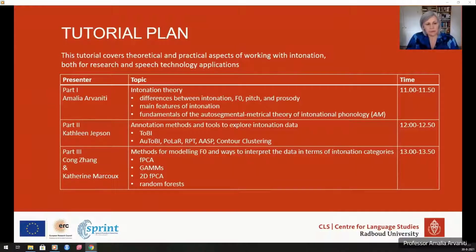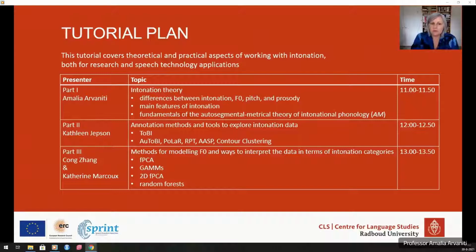The tutorial is divided into 3 parts that deal with slightly different topics. In part 1, I will be talking about intonation theory, presenting the major features of intonation and the fundamentals of the autosegmental-metrical theory of intonational phonology. In part 2, Kathleen Jepson will talk about annotation methods and tools that we can use to explore intonation data. And in part 3, Cong Zhang and Katherine Marcoux will talk about methods for modeling F0 and ways in which we can use these modeling techniques to interpret data in terms of intonation categories.